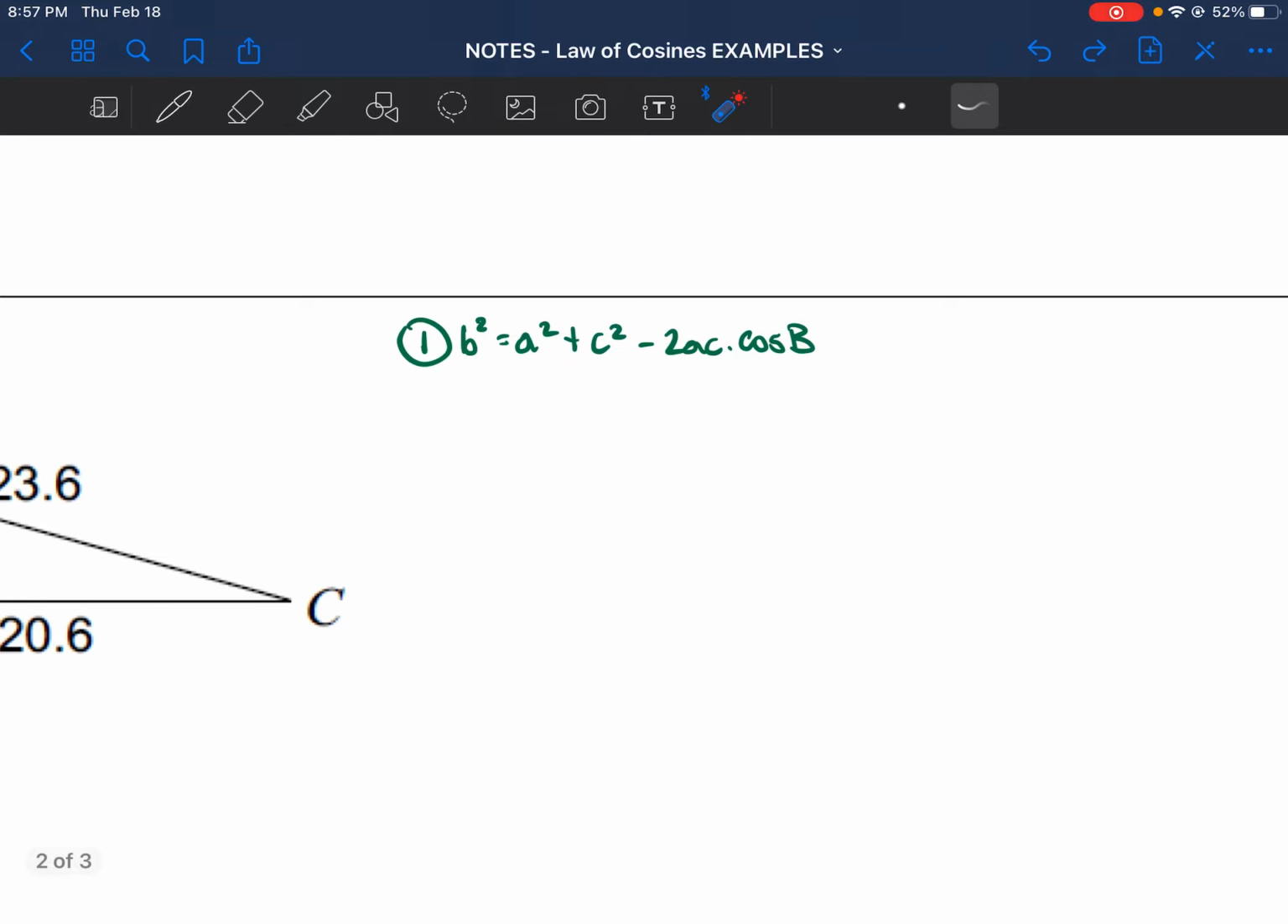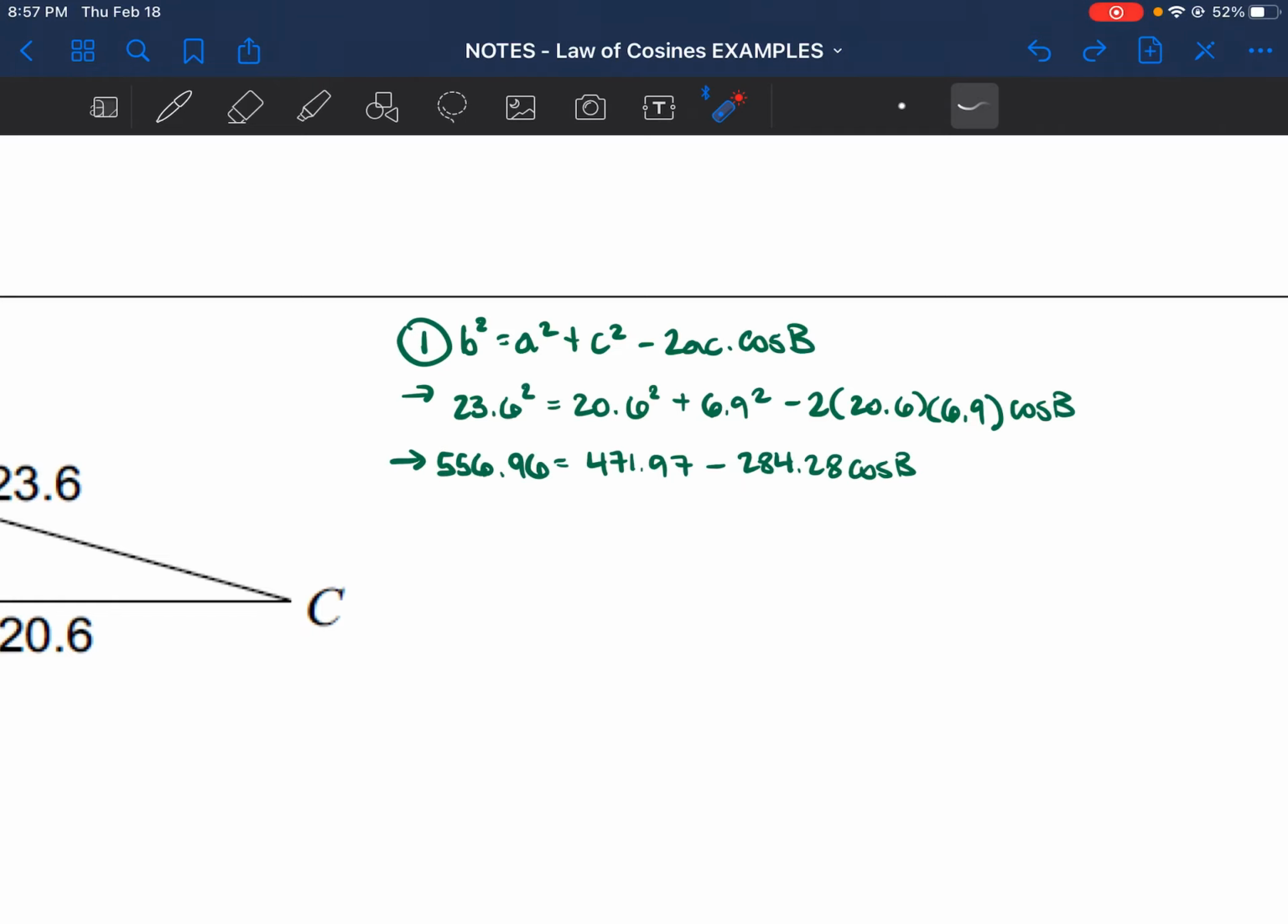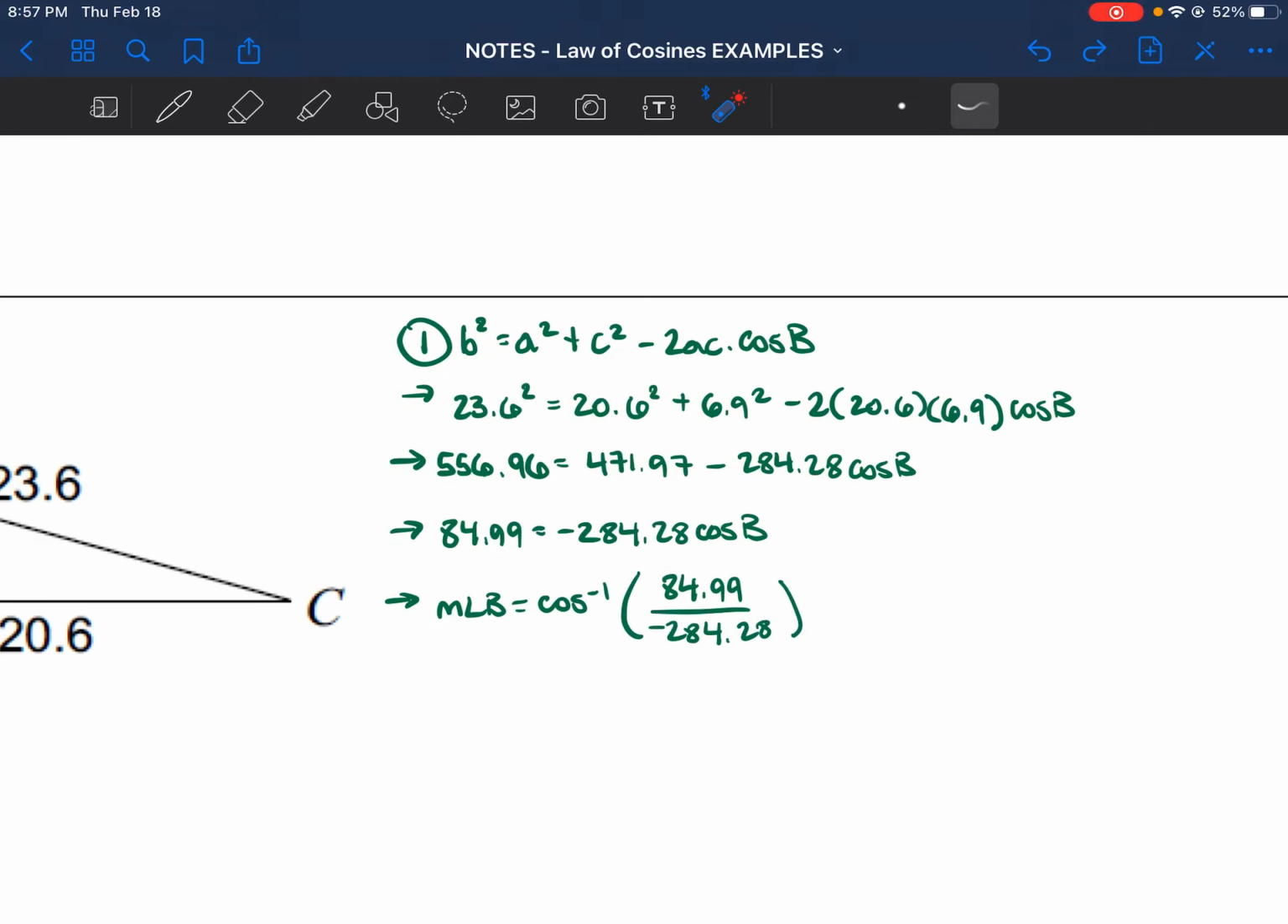Notice that I'm using the law of cosines equation that has angle B in it. Let's plug in the pieces: 23.6 for b, 20.6 for a, 6.9 for c. Simplify as much as possible until we get to the point where we're solving for angle B. And we get that angle B is about 107.4 degrees.